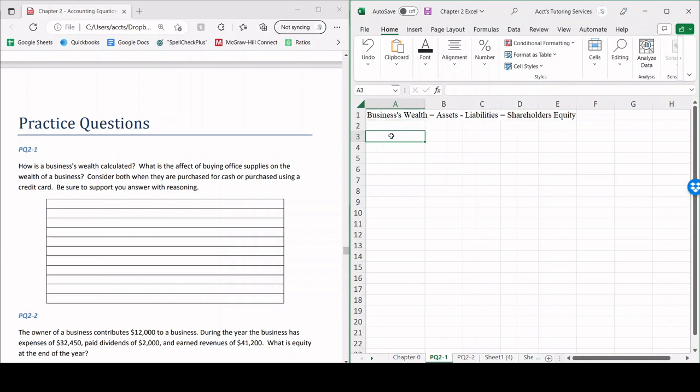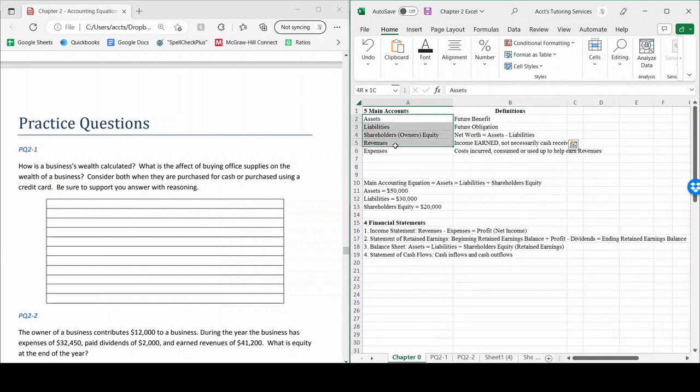The next question is, what is the effect of buying office supplies on the wealth of a business? Okay, so the first question you want to ask yourself is, out of the 5 main accounts in accounting, which account does office supplies fall under? It's going to be an asset because it provides us with a future benefit, correct? So it's nothing to do with the net worth of a business because it's an asset.